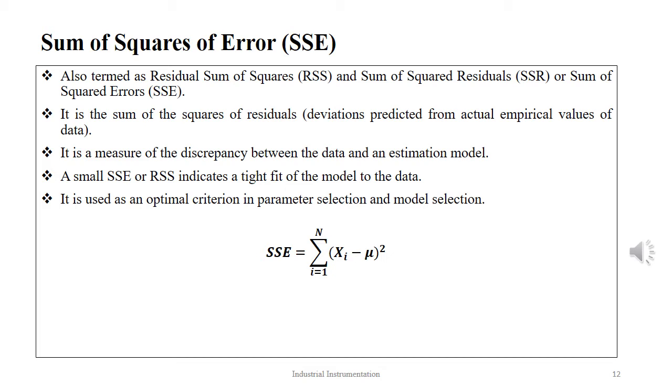A small SSE or RSS indicates a tight fit of the model to the data. It is used as an optimal criterion in parameter selection and model selection. Sum of squares of error SSE is given as summation i 1 to n (xi minus mu) whole square.